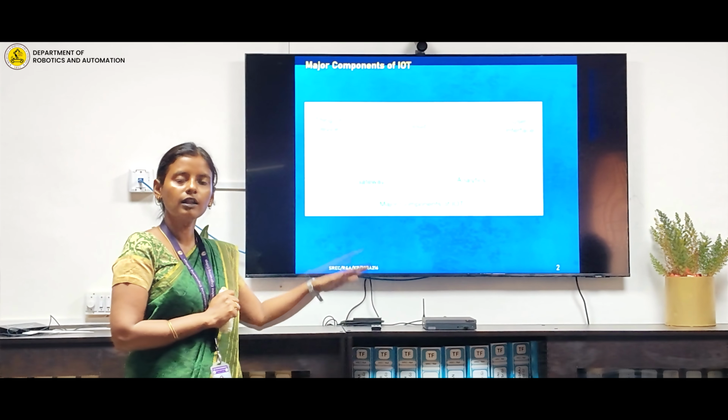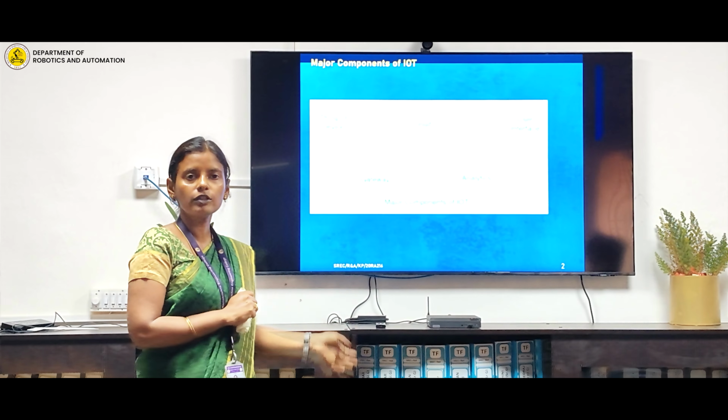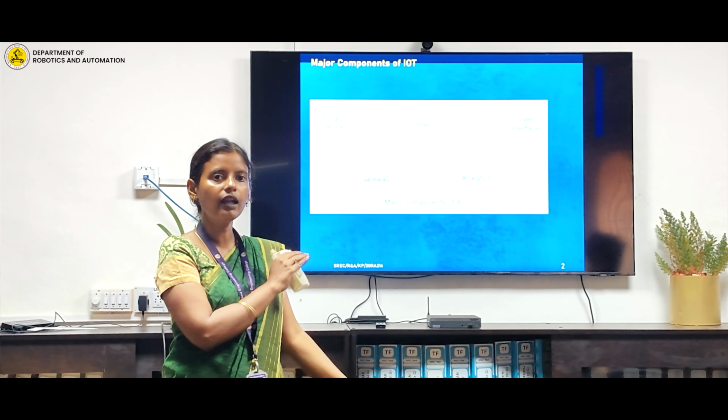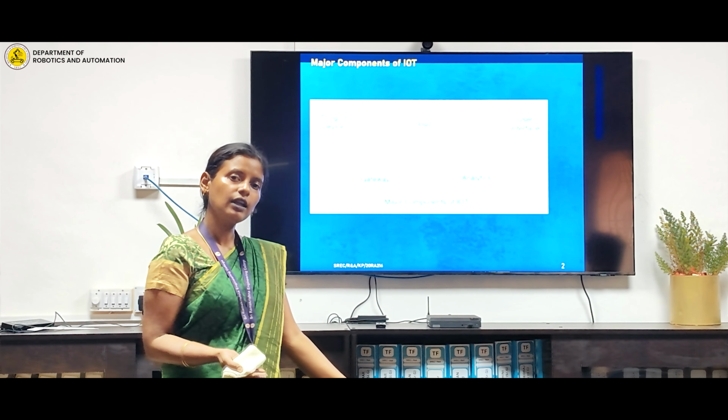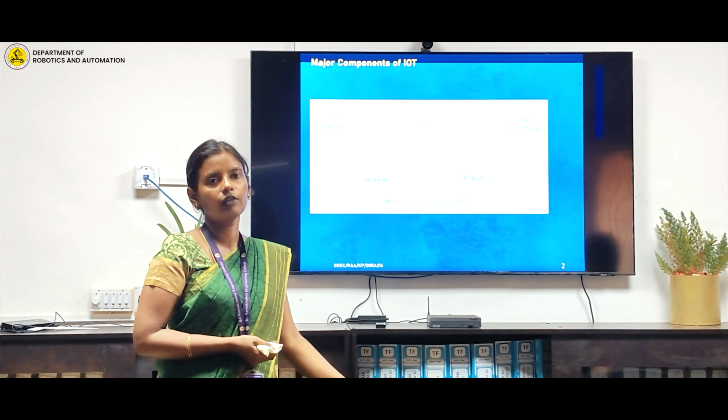So far, we have seen the major components of IoT. These are the basic major components of IoT. We have seen the components of IoT in detail. In the next class, we'll be learning about the hype cycle and other terminologies related to IoT.